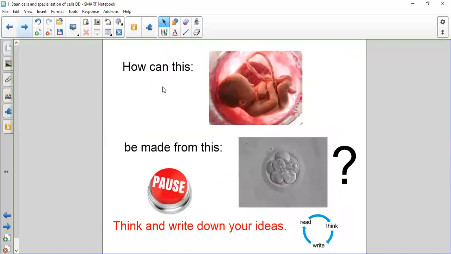Right, so the question is then, how can you make one of these from this? Okay, how can this embryo turn into this baby? So I want you to pause the video, have a think, and write down any ideas. It doesn't matter if your ideas are a load of rubbish, just think.